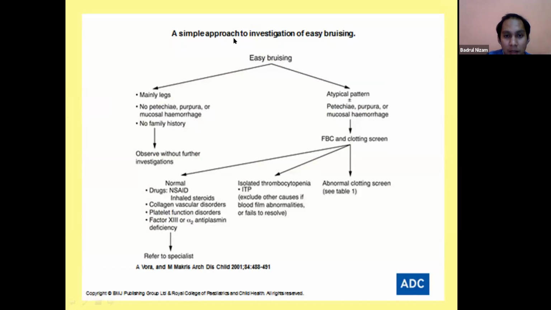So a simple approach to investigation of easy bruising. Usually if there is bruising mainly at the leg, no other cutaneous or mucosal hemorrhage and no family history, we just observe because it might be a normal bruise. But if there is an atypical pattern with petechiae, purpura, and associated mucosal hemorrhage, we need to do the coagulation screening that I mentioned earlier.